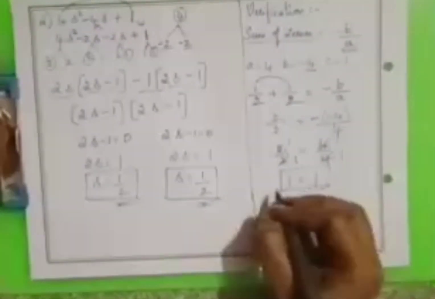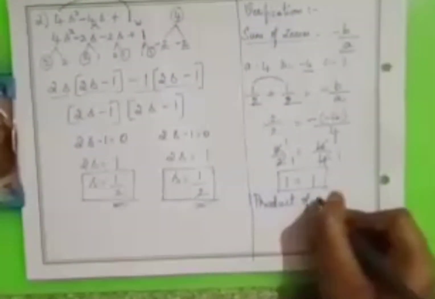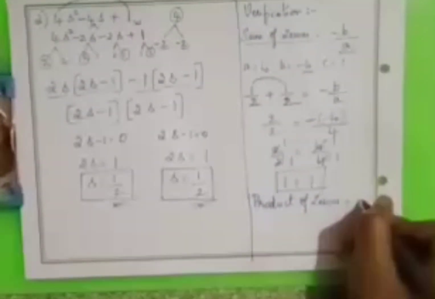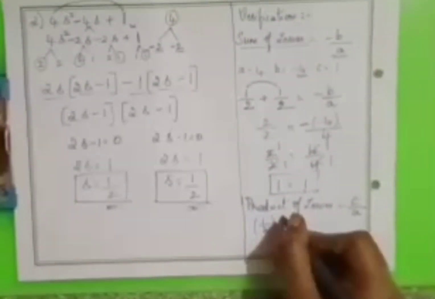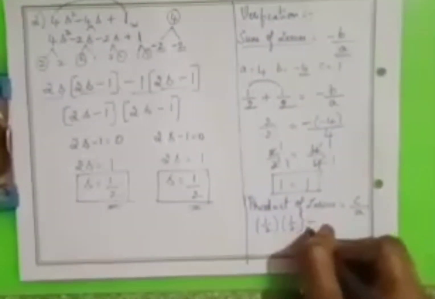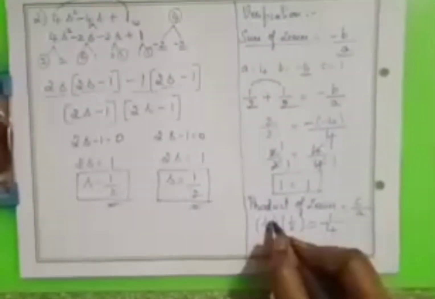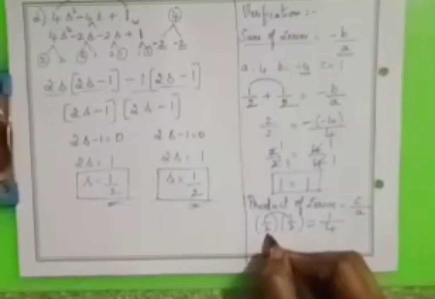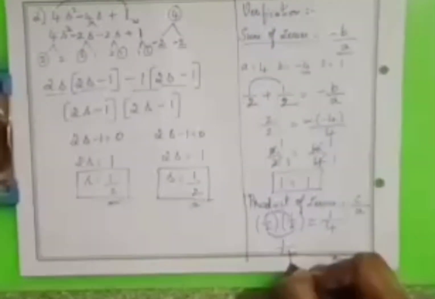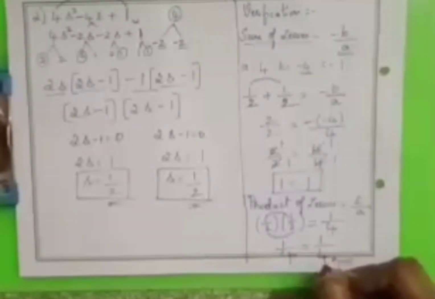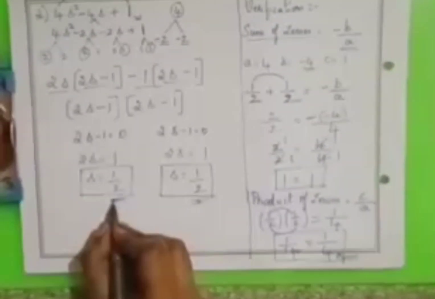The next part is that the product of zeros should be equal to C by A. Product of zeros, that is 1 by 2 into 1 by 2, should be equal to C by A. Our C value is 1 and A value is 4. Now here we should multiply numerator with numerator and denominator with denominator. 1 one is 1, 2 twos are 4, which is equal to 1 by 4. So this also verifies that the zeros whatever we have found out are correct.